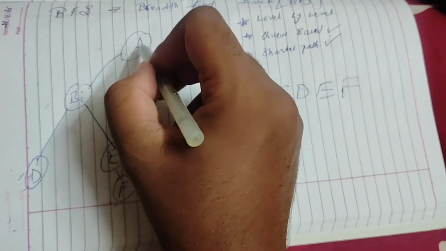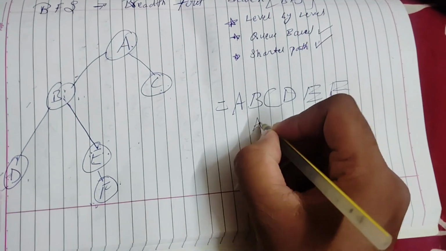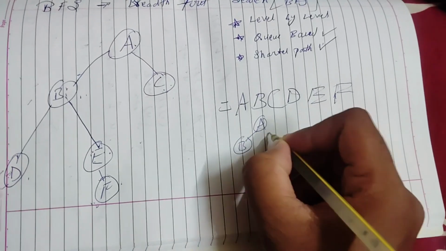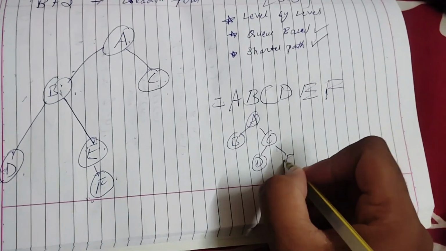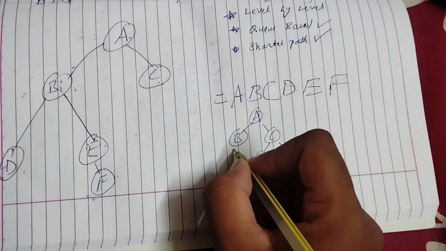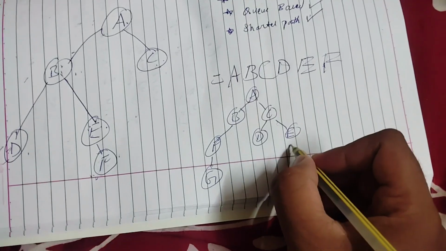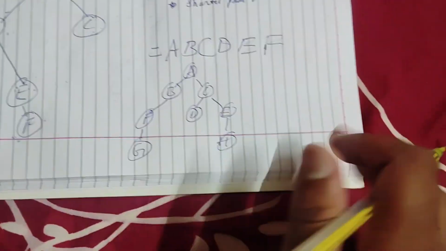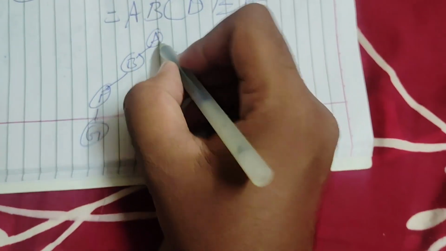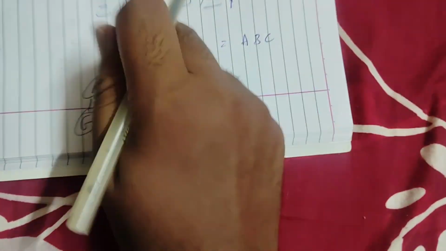So it goes level 1, A, B, C, then B, D, E, F. Now I will write another random graph: A, B, C, D, E, F, and G and H. Let's solve this one. I will write the answer here. First A and B, C. So the answer is A, B, C.